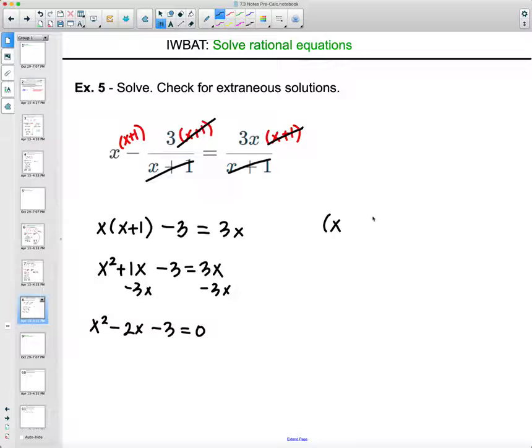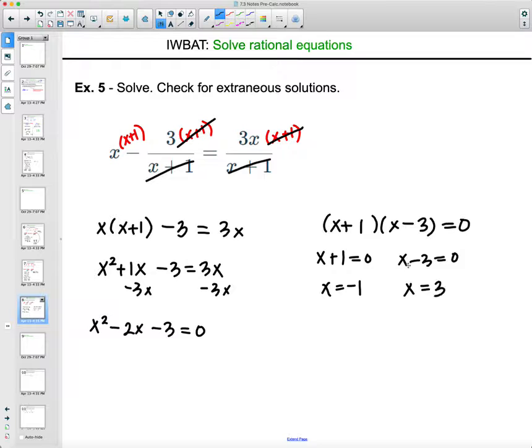Then we need to factor. We need the factors of negative 3, where one is positive and one is negative, that add to negative 2. So 3 and 1, and we need the 3 to be negative and the 1 to be positive. That gets negative 3x and positive 1x for that negative 2. Then split these and solve them. Subtract 1 and you get negative 1. Add 3 and you get 3.